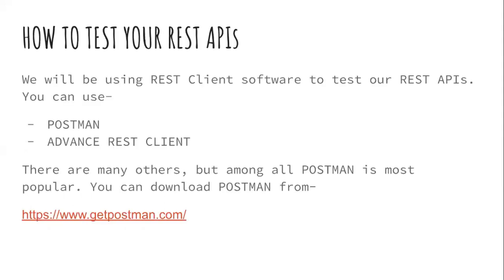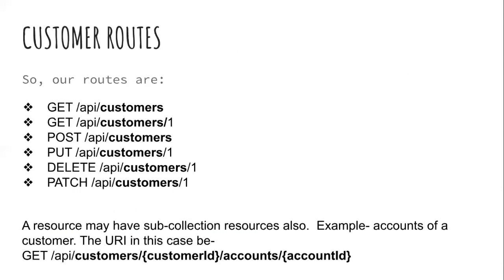How to test your REST APIs? We will be using REST client software to test our REST APIs. You can use Postman or Advanced REST Client. There are many others, but among all, Postman is most popular. You can download Postman from www.getpostman.com. So in this demo, we will be creating 6 different routes for create, read, update, delete operations on a customer's resource.